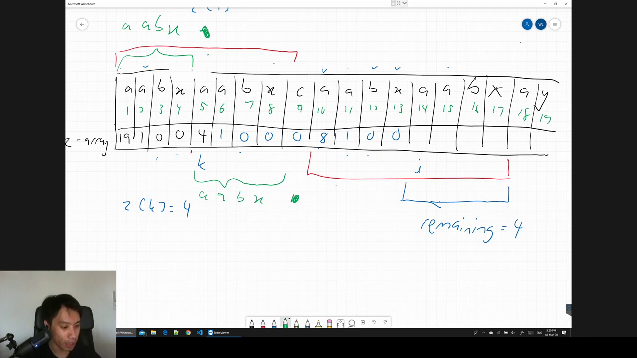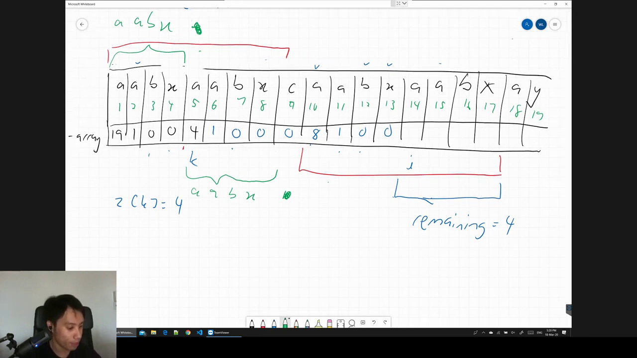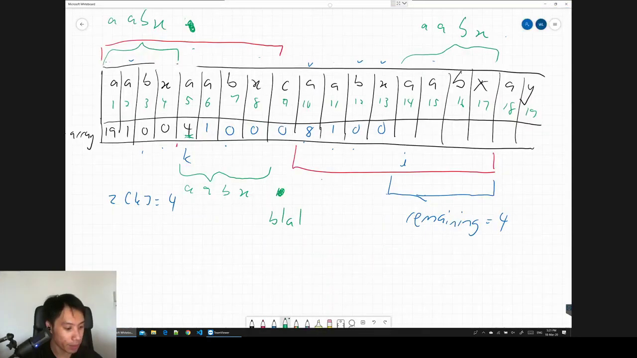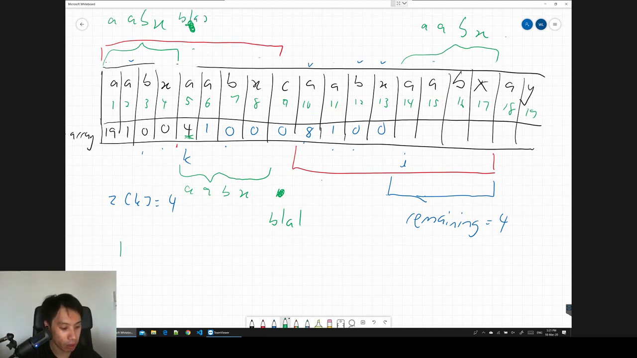But because they belong in the same Z box, my alphabets here are also AABX. Means from the number 4, I know at least the 4 alphabets are the same. But I do not know what the 5th alphabet is. Let me call it blah 1. Let me call this blah 2. What I know is blah 1 is not the same as blah 2.